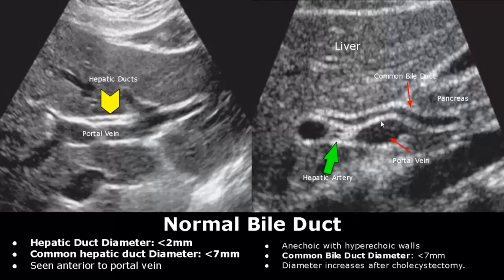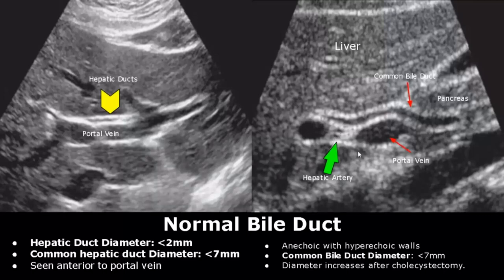The hepatic duct measures less than 2 mm in diameter. The diameters of the common hepatic duct and common bile duct are variable, but a value of 7 mm has been used for normal values in recent years. And we see the hepatic artery in cross section here.